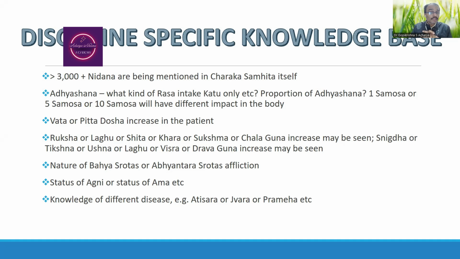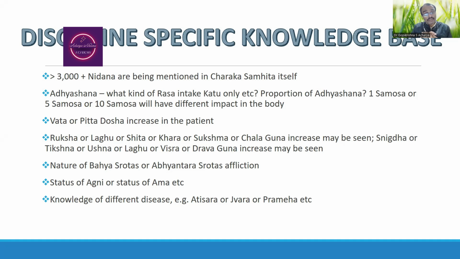Suppose the person is having pitta dosha vitiation, there may be snigdha guna vriddhi, tikshna guna vriddhi, ushna guna vriddhi, laghu guna vriddhi, visra guna vriddhi, or drava guna vriddhi. So we should be in a better position to identify which particular guna of the dosha is being increased there. Further, we need to know the nature of the srotas afflicted, whether bahya srotas or abhyantara srotas is being afflicted.